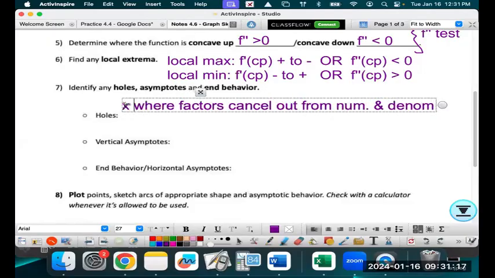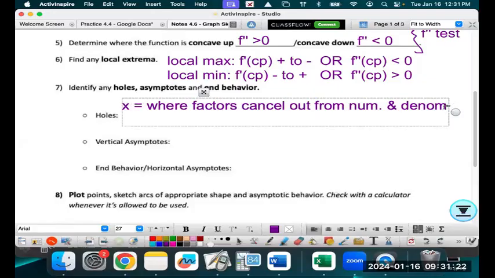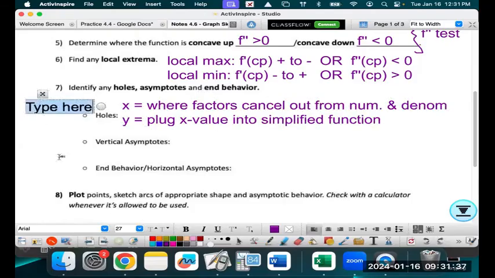So that'll get you your x value. Because we are plotting these things, you need to get the entire xy coordinate for the hole. So to get the y value, you just plug the x value into your simplified function. And if you do want to write a note down right next to this, that this is going to be for rational functions only.